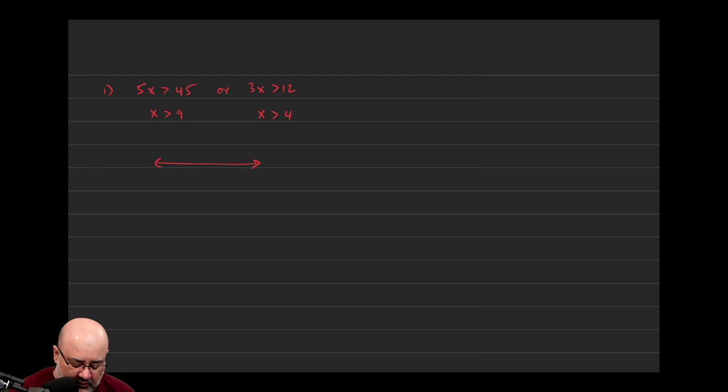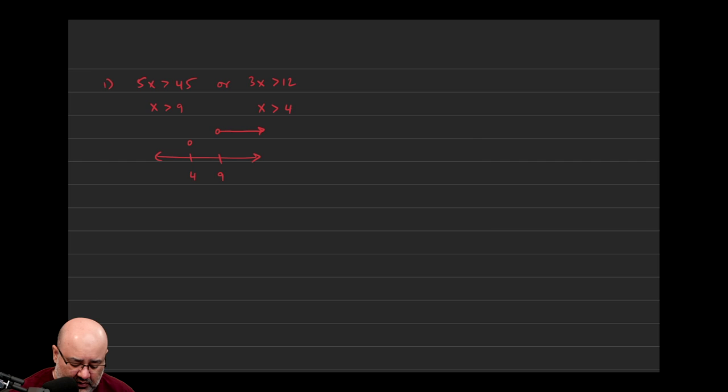I have to plot both of these on a number line. 4 is less than 9, so I put 4 on the left, 9 on the right. Both of these are greater than, so I'm going to put open circles above both of them. x is greater than 9 means all the numbers greater than 9 will satisfy that inequality. x is greater than 4 means all the numbers greater than 4, or to the right of 4, will satisfy that inequality. Next, I'm looking at the compound inequality, or.